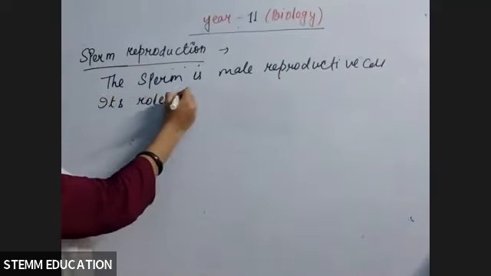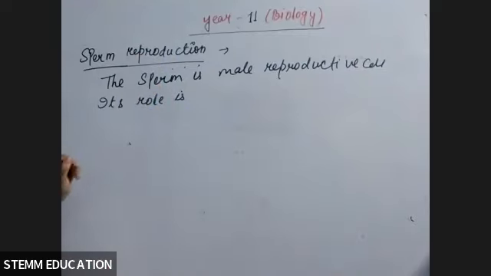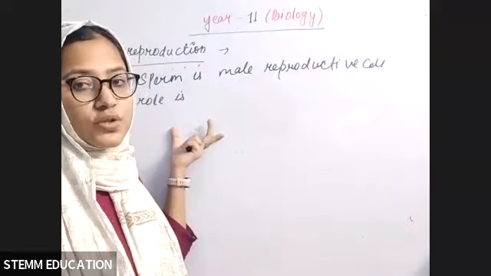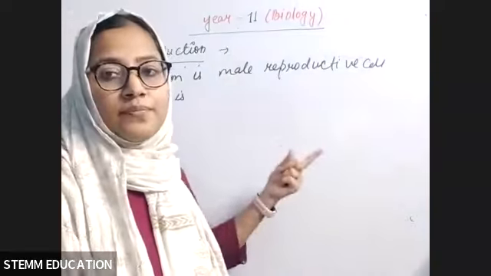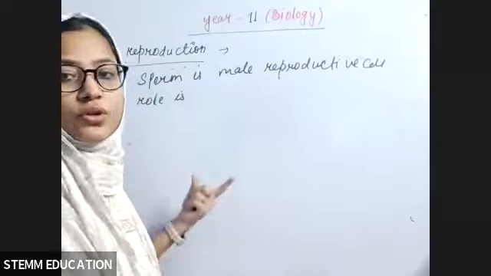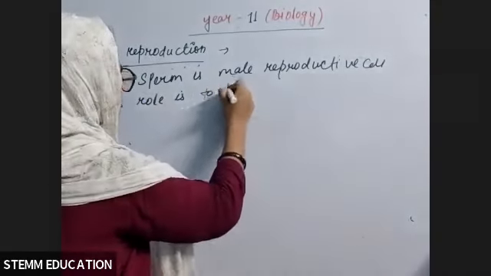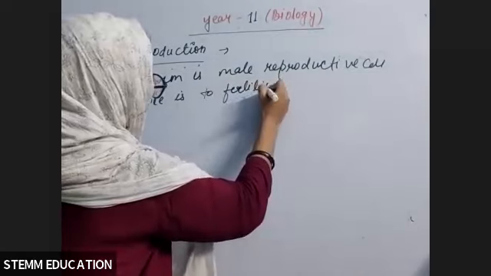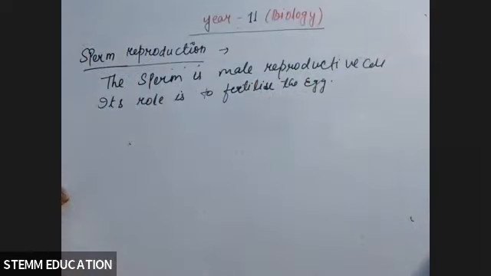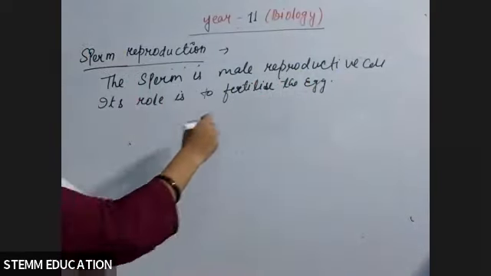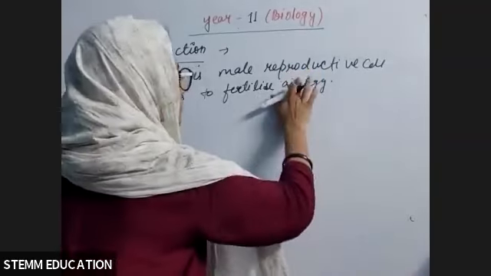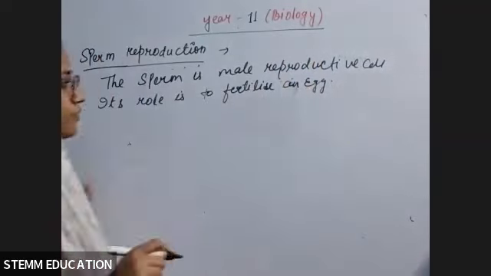What is its role? To fertilize the egg. What is the function of the sperm? The main function of sperm is to fertilize the cell, through fusion, to fuse together. So its role is to fertilize the egg. Okay?